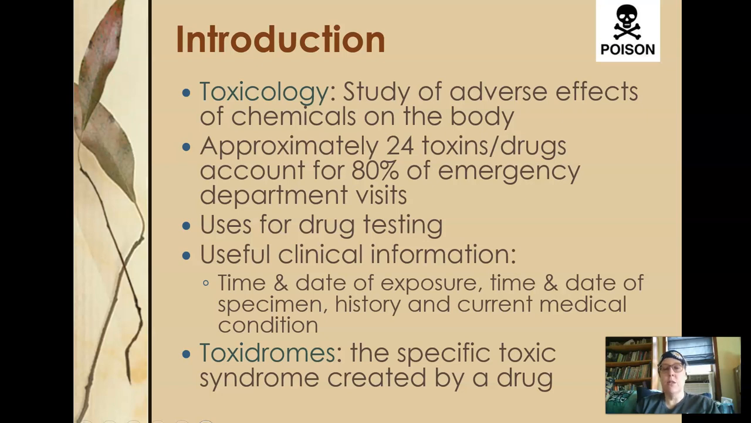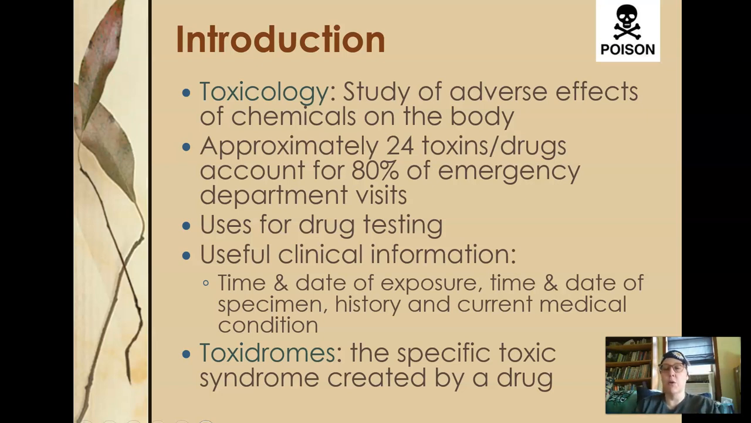And toxidromes are the specific toxic syndrome created by a drug. So if you think about it like a syndrome, like metabolic syndrome is a group of characteristics that people who have it have in common. For metabolic syndrome, for example, it's a high waist circumference, high LDL, low HDL, maybe some high triglycerides, high blood pressure, high glucose, excess weight, all of that. So that's a syndrome.